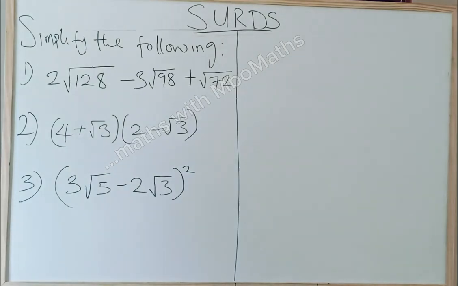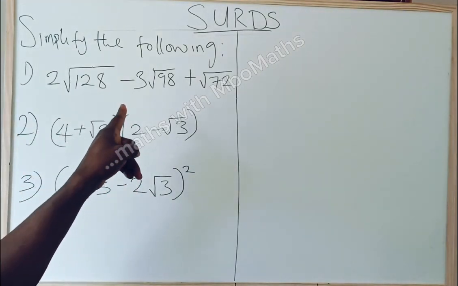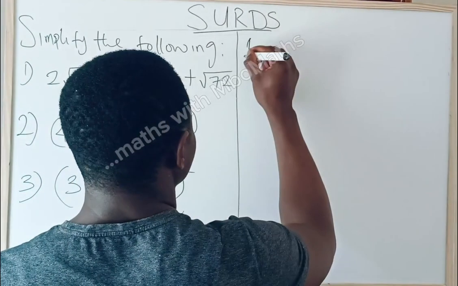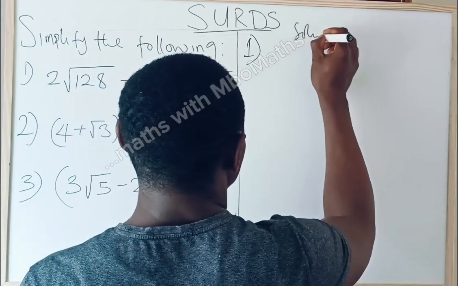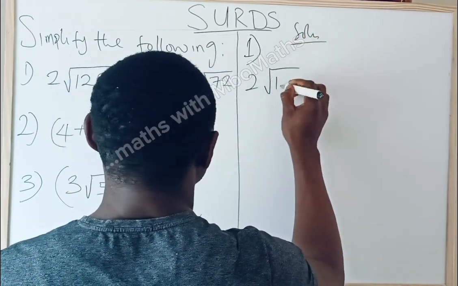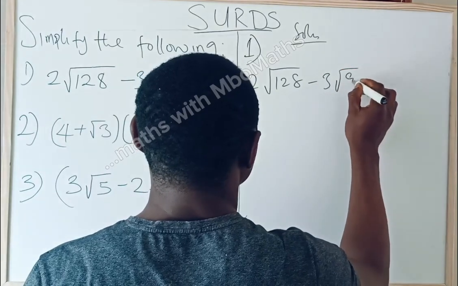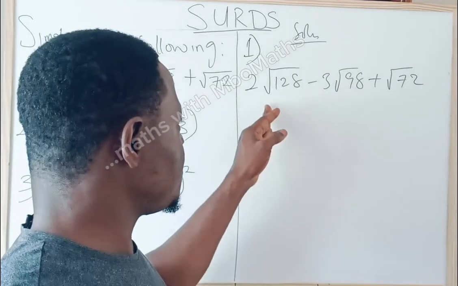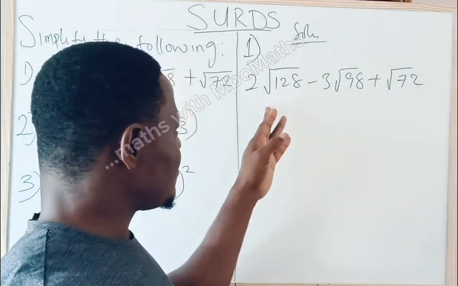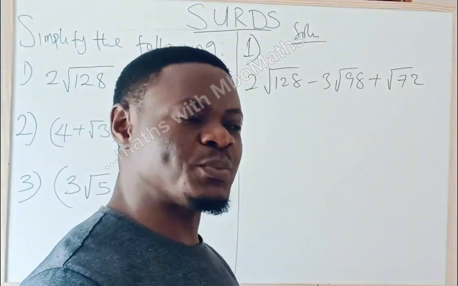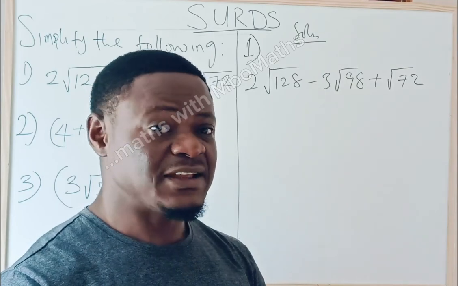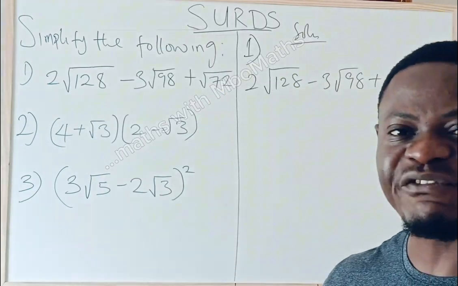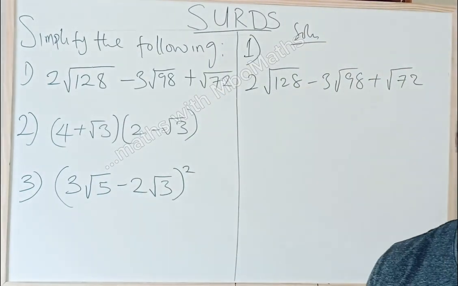They say simplify the following. Number one: 2 root 128 minus 3 root 98 plus root 72. The idea here is, see all these numbers in square roots. You just have to check: there must be a perfect square that will multiply a certain number, usually a non-perfect square, to give you that number. So your own task is to find that perfect square, and when you find it, the problem is solved.